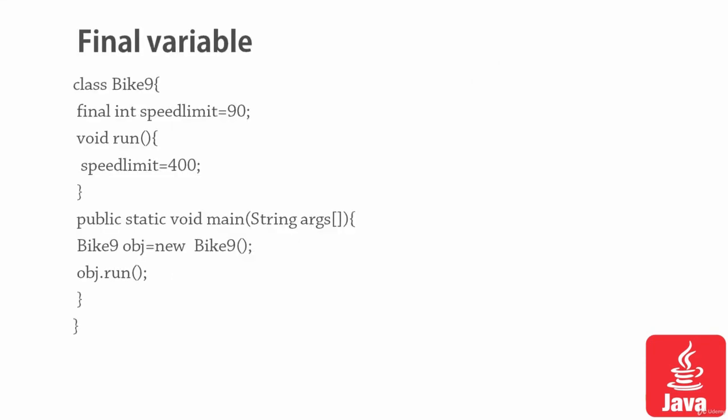So here is a final variable. This is a program where we have declared a variable called speed limit equal to 90 as a final variable. So when it is declared as final, we cannot change the value in either of the cases. We cannot change it anywhere and the value will remain the same.